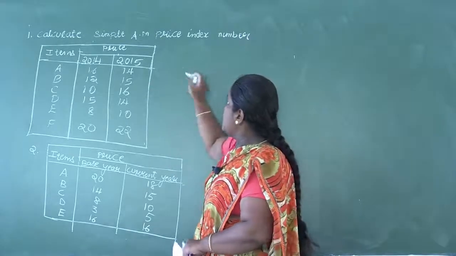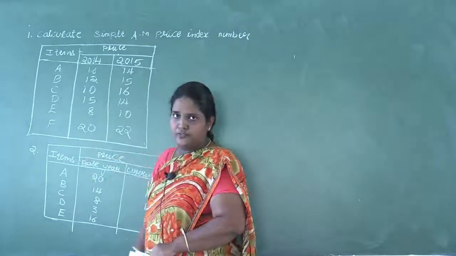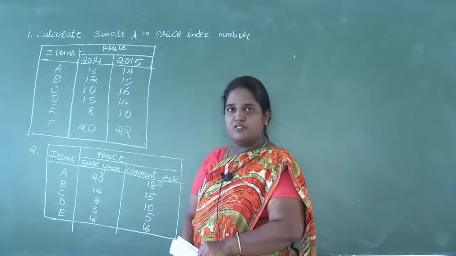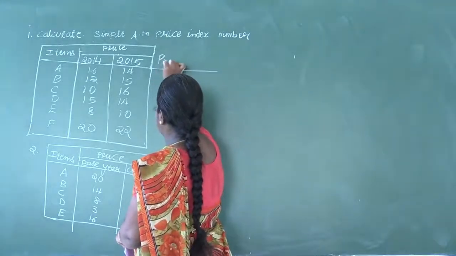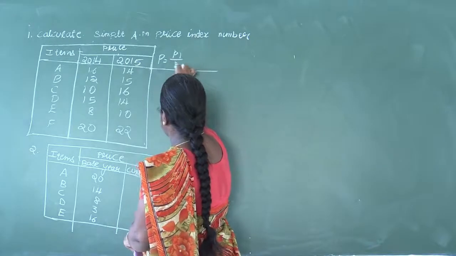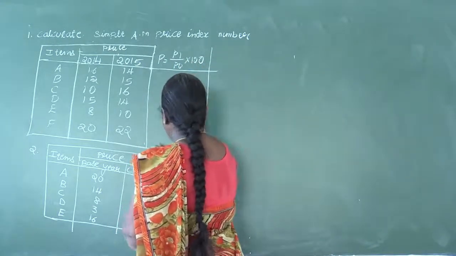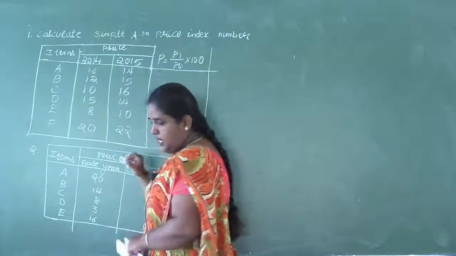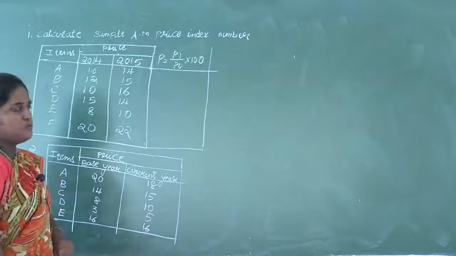Calculate simple arithmetic mean price index number. Items are given up to F. So there are 6 observations. Then we have to find out P, which is P1 divided by P0 into 100. So for simple arithmetic mean, we need only the price relative values. So P1 and P0 should be denoted.